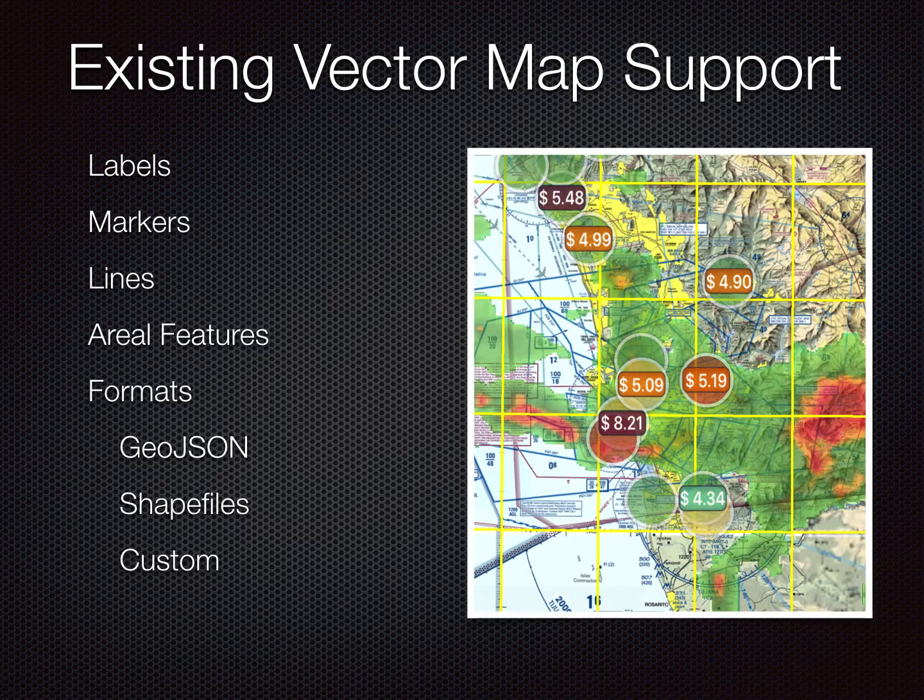Now, WhirlyGlobe-Maply has done vector maps for a long time. It does labels, markers, lines, aerial features filled with or without textures, all sorts of crazy stuff. It supports a variety of input formats, and particularly among aviation users, they tend to have their own custom data formats, SQLite databases, or who knows what, that they're turning into vector maps on the fly. So the toolkit has been able to do this for a long time.